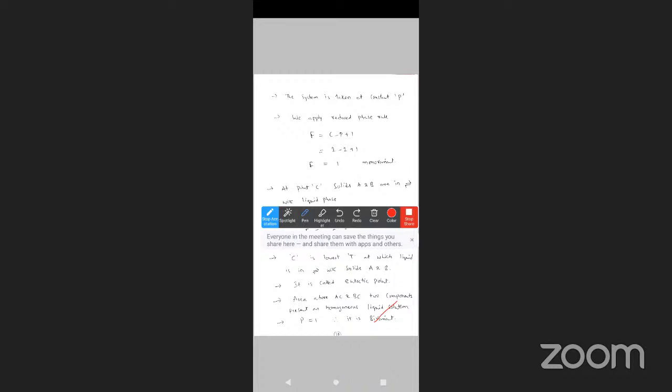A very simple topic, easy to remember and easy to understand. It is only the Gibbs phase rule. Based on that, we have the one component system and the two component system. So we can expect simple theoretical questions.